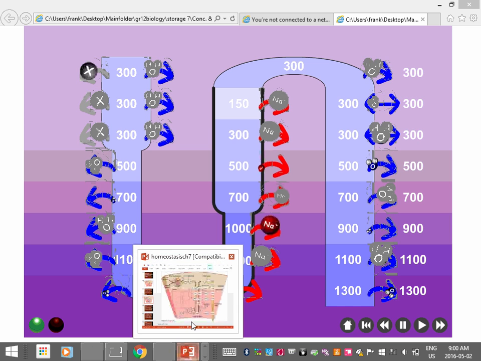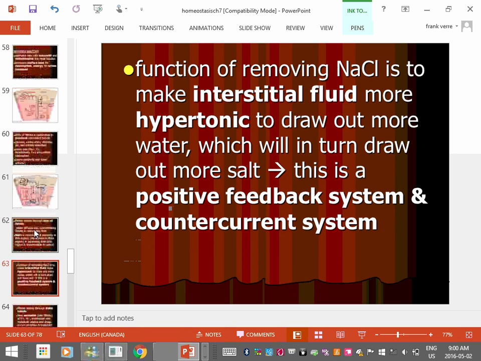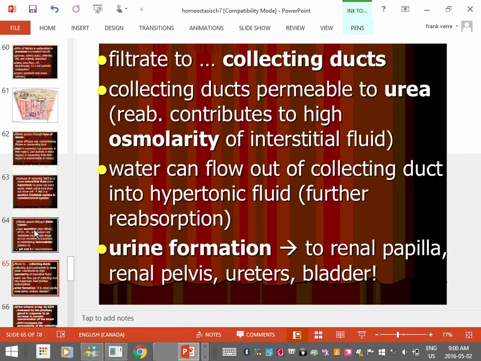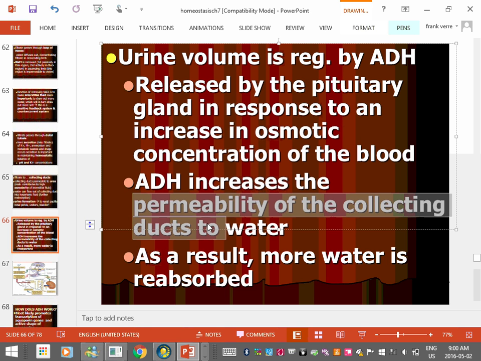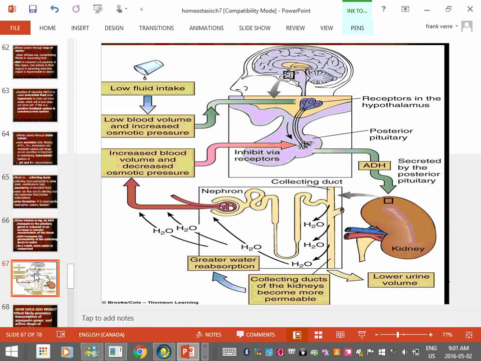All right. So we talked about the way it works. We talked about ADH. So this is a slide about ADH. Basically, we talked about how it increases the permeability. Remember, impermeable means nothing can get through. Permeable means it can. So ADH works on the collecting duct. So how does it get triggered though? Like, how do you know you're dehydrated?